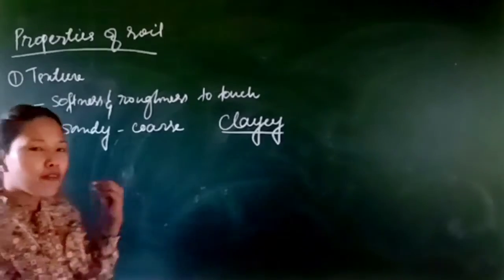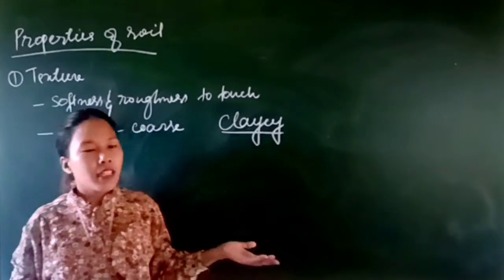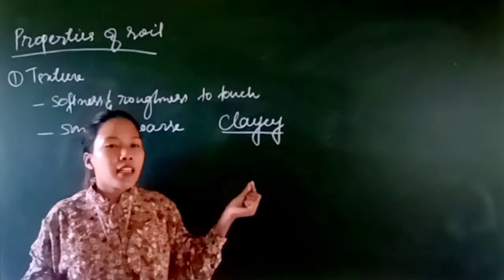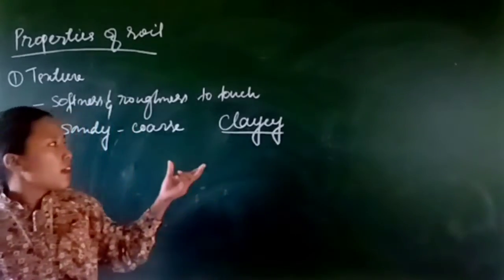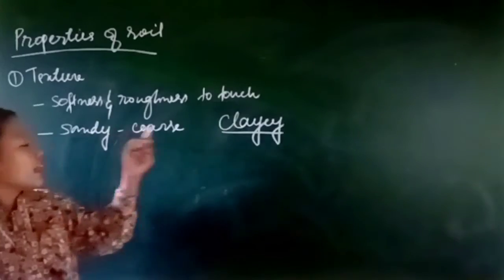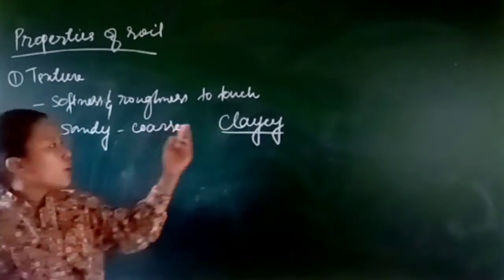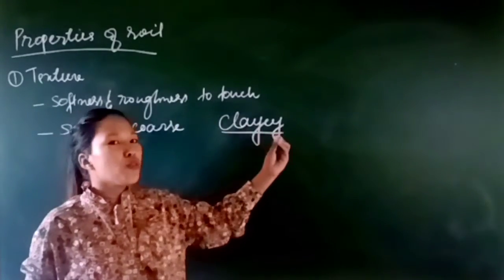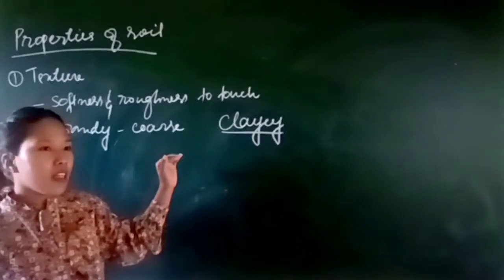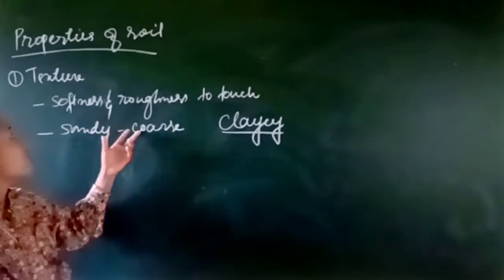Otherwise, loamy soil. In loamy soil, we have learned that it has both big and small size particles. Loamy soil consists of an equal amount of sand and clay, so it lies between sandy soil and clay soil. Sandy soil is very coarse and rough, and clay soil is very smooth and soft, so loamy soil lies in the middle. It is medium, not too rough and not too smooth. So this is the texture of soil.